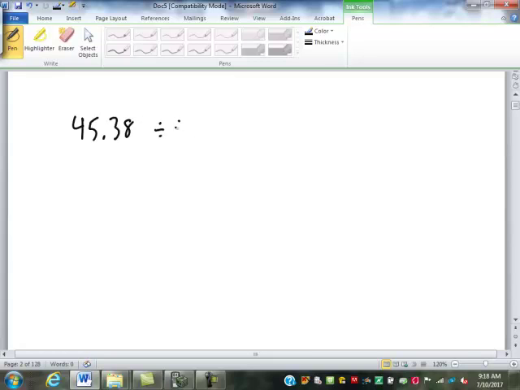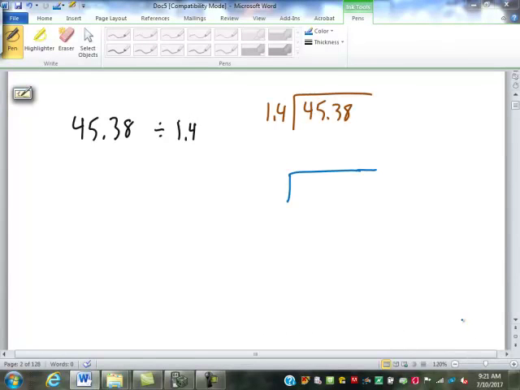45.38 divided by 1.4. Now I'm going to pause and see what you guys come up with. Let's see how you're doing here. So we've got 45.38 divided by 1.4, which of course is going to become 453.8 divided by 14.